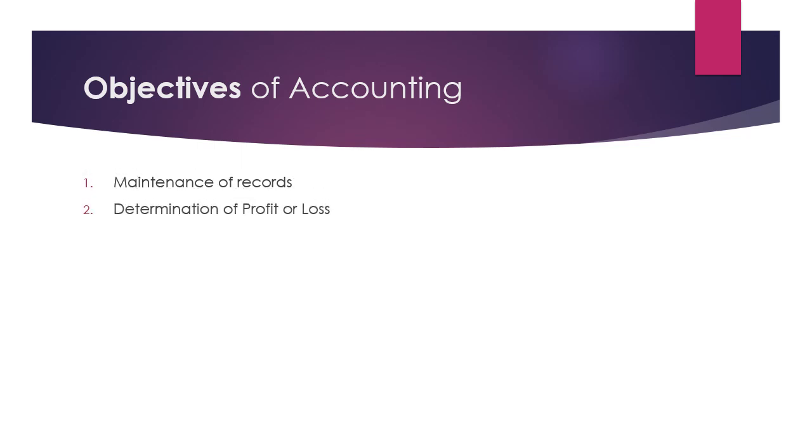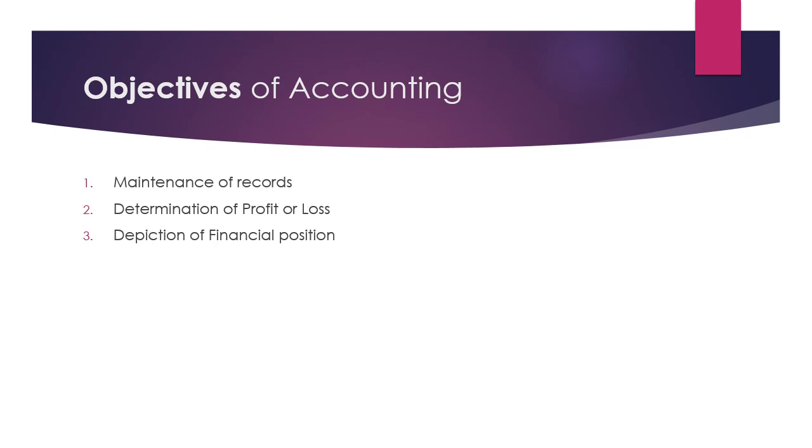Determination of profit or loss. Once the data is recorded, the accounting helps in finding out whether the business is earning profit or is it going through loss. It is done by setting off the income earned and expenses incurred during a particular period.